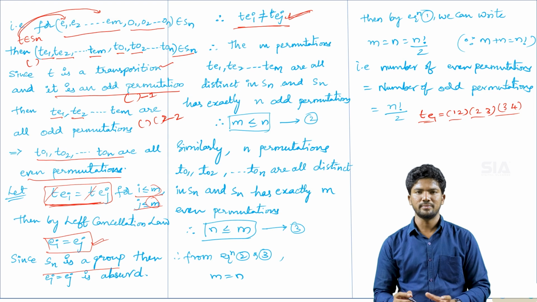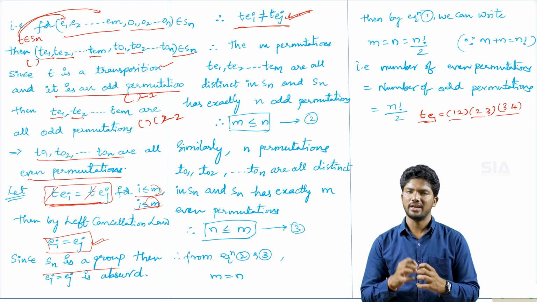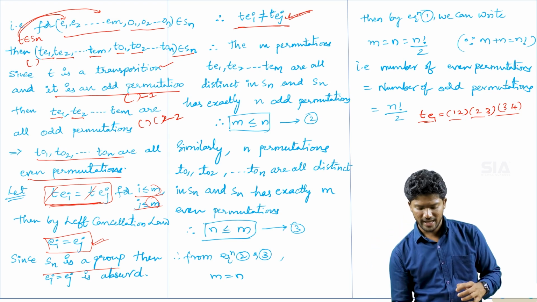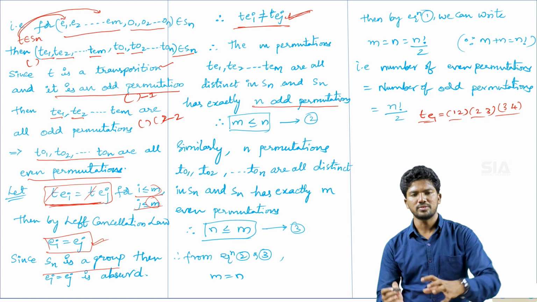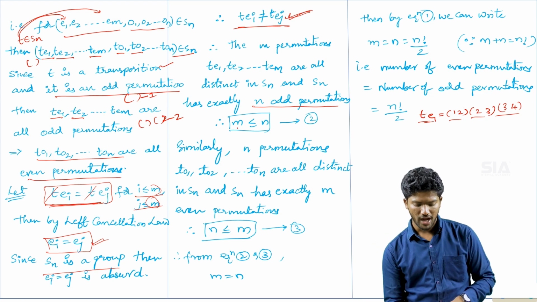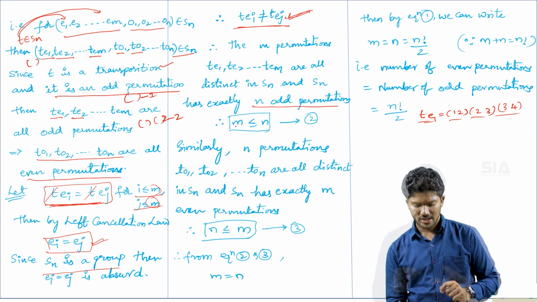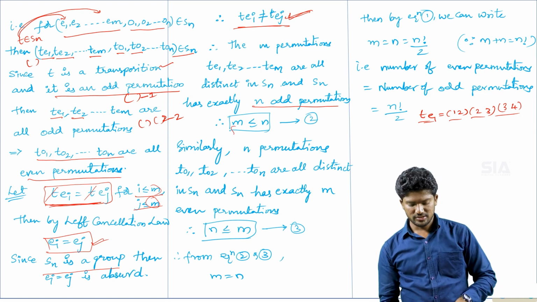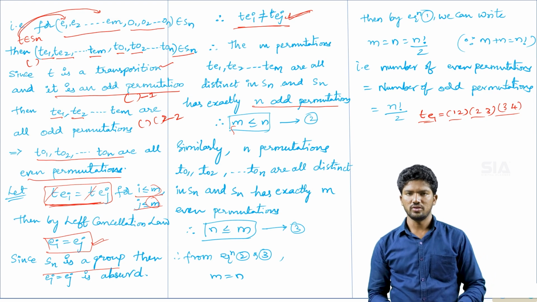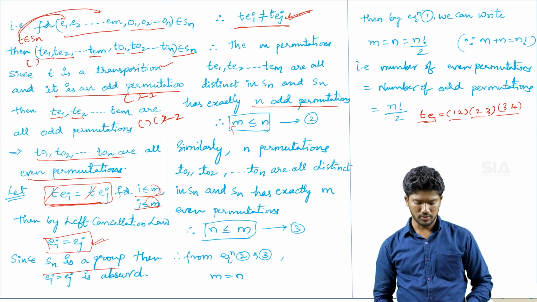Those all being different means exactly small m even permutations will be there, and exactly small n odd permutations also exist. So I can write the relation between even and odd permutations as m less than or equal to n. Why? Because I am taking the even permutations first, so m is the even number and n is the odd number. M less than or equal to n. That is taken as equation number 2.